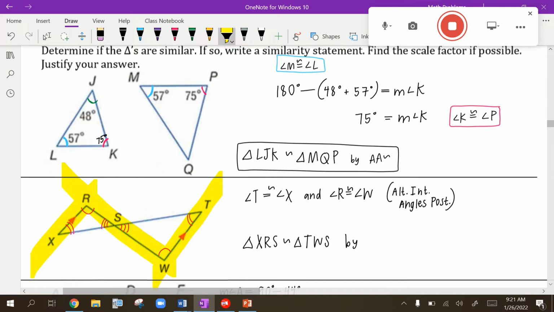Now I could also look at the other transversal to show R and W have to be congruent. Or another option would be to look at angle RSX and WST because they're vertical angles. But I only need two pairs of angles, so once I have two pairs of angles by the alternate interior angles postulate, I can say these triangles are similar by angle-angle similarity.